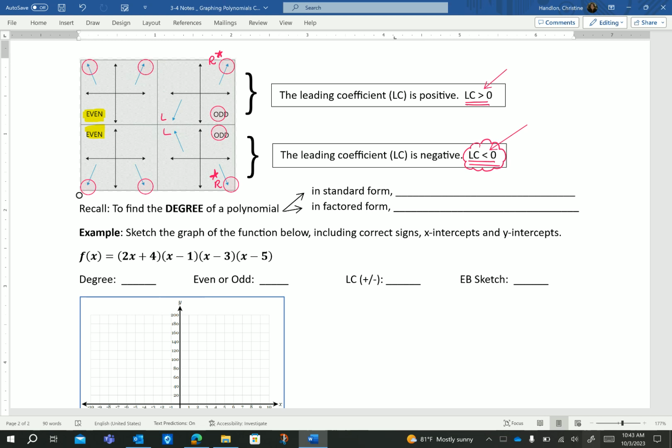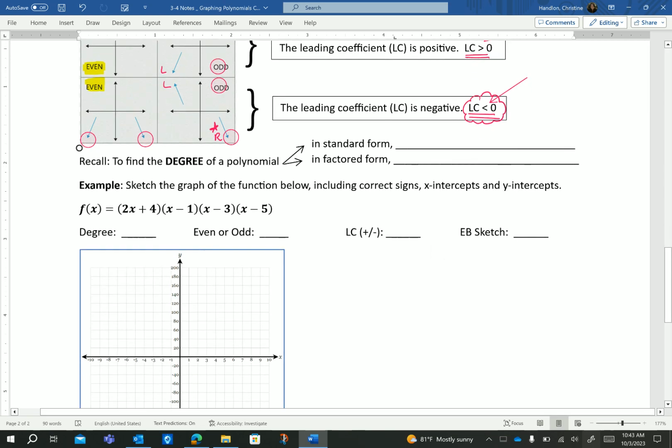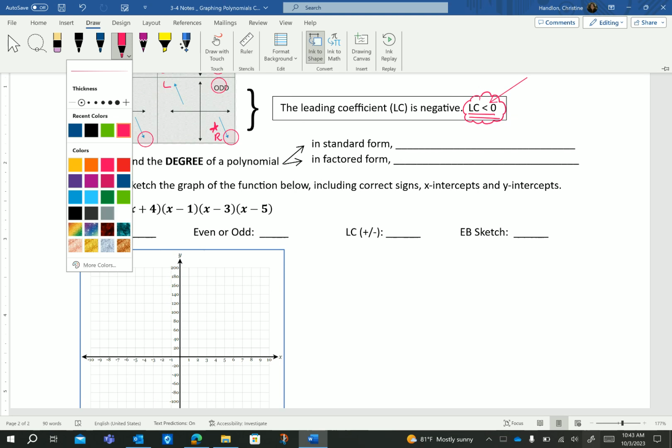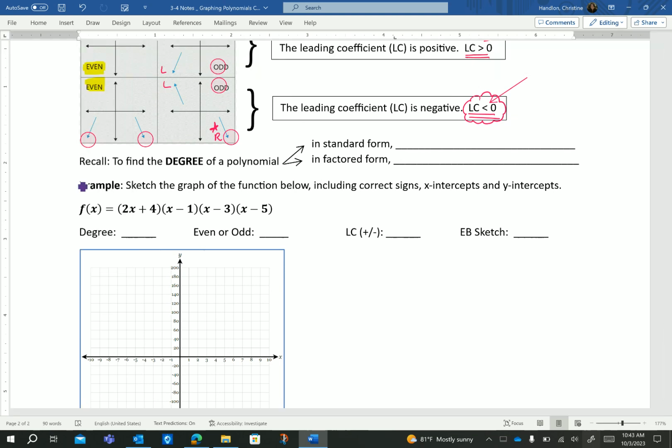Okay? So let's move on to the degree. Now, degree of a polynomial, that was covered in section 3.1, okay? But just in case you don't remember, if your polynomial is written in standard form, you are going to find the degree by seeking out the highest exponent. Okay, to find the degree of a polynomial in standard form, you find the highest exponent or the highest power. Both of those are synonyms. So highest exponent, I'm going to put power in parentheses.